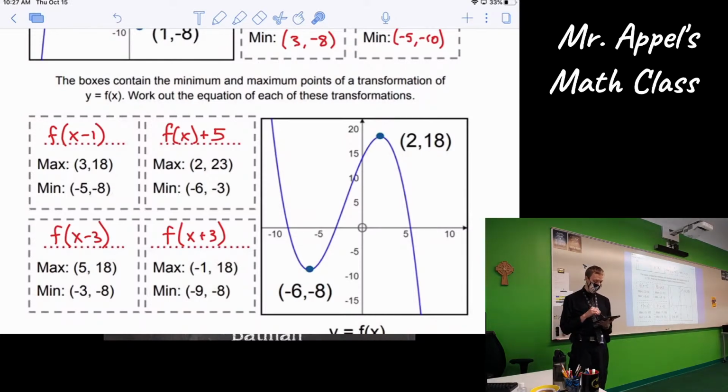To go from 2,18 to 5,18, we needed to move to the right 3. Similar to this guy, just different number. And to go from 2,18 to -1,18, we're actually moving to the left now, so x plus 3 inside parentheses.